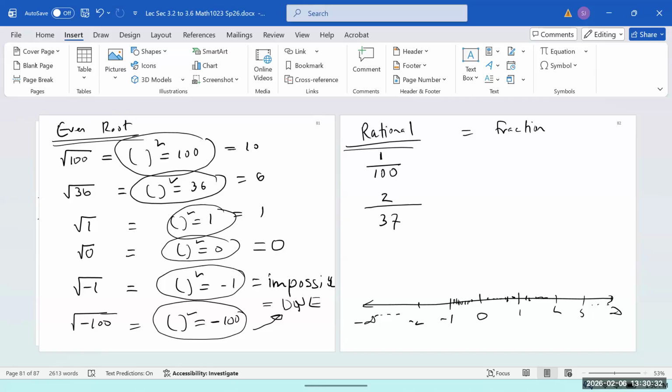Since these are possible, obviously the opposites are possible. You just have to change them from the right side to the left side, and you get the negative. So if 1 over 100 is possible, so is negative 1 over 100. If 2 over 37 is possible, so is negative 2 over 37, right? So positive denominator is possible, negative denominator is possible.